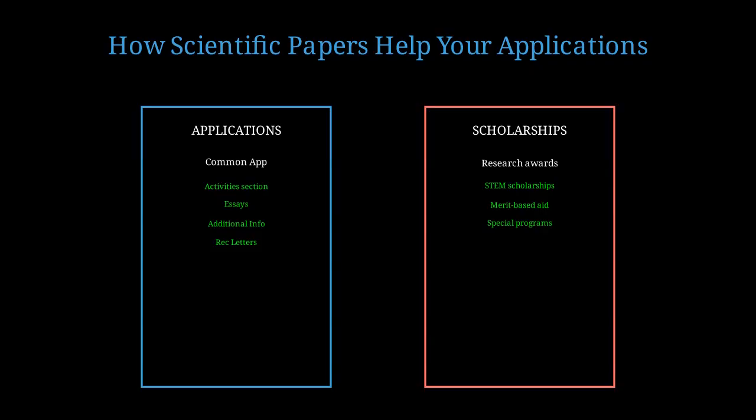Let's get specific about how having scientific papers helps your college applications. On the Common Application, you can list your publication in the Activities section, write about the research process in your essays, include links in the Additional Information section, and your research mentor can write you a powerful recommendation letter. For scholarships, many STEM scholarships specifically ask about research experience.